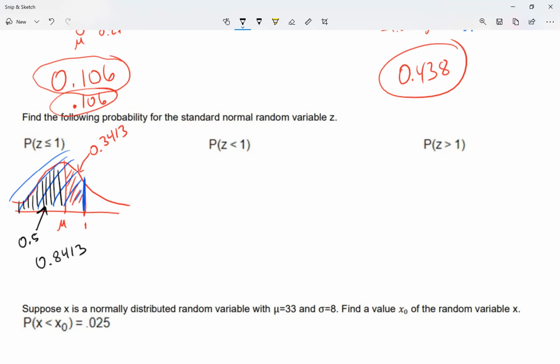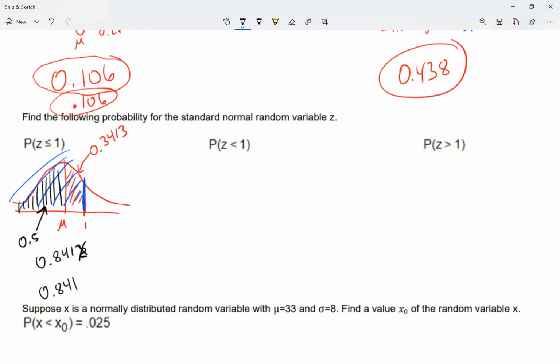Now, if I ask you to round it to 3 decimal places, I do take a look at the 4th decimal place. It's too small. Too small is 4 or less. So I'm just going to ignore this. It's going to be 0.841.